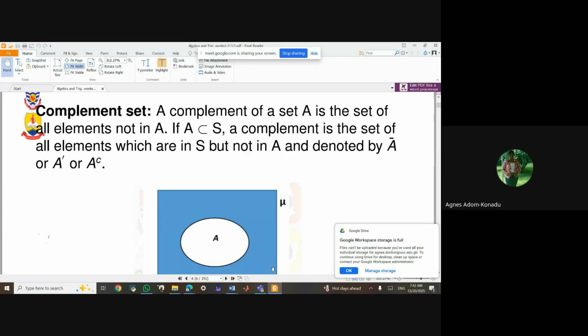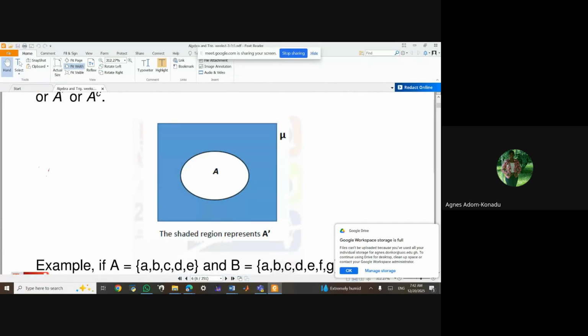So a complement of a set is the set of all elements not in A. If A is contained in S, the complement of A is the set of all elements which are in S but not in A, and it is denoted by this. Sometimes you see it as this or this. It all denotes complements. So for my A and B, the elements that are not in A, that is my complement. And when we use the Venn diagram, if I have a set A like this, then the complements are the members outside my A.